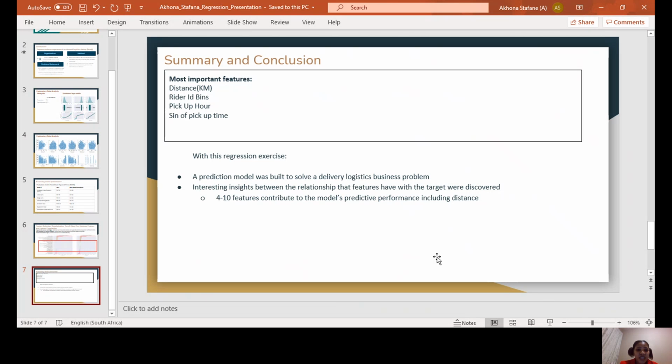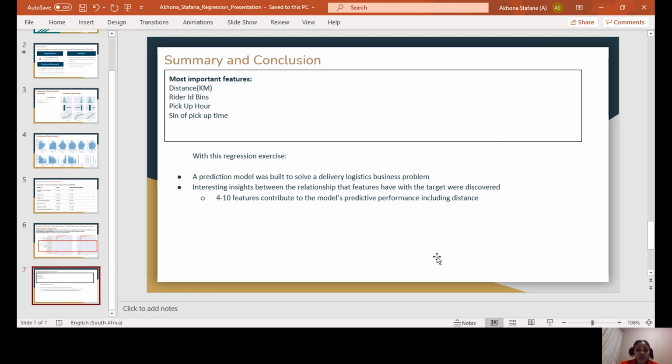Our model had these four important features: distance, ride ID bins, pickup hour, and sign of pickup time. And as we explained, it's the OLS model, which means that these variables are linearly correlated with the target variable. In this exercise, a prediction model was built to solve a delivery logistics business problem.